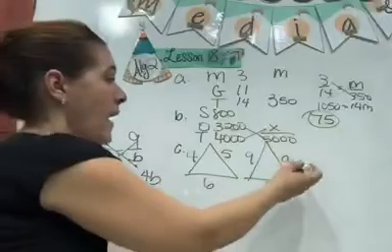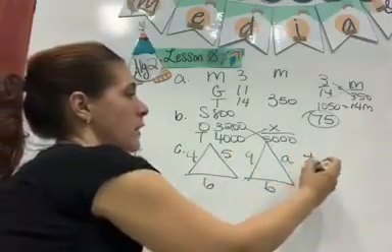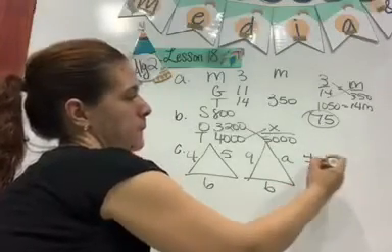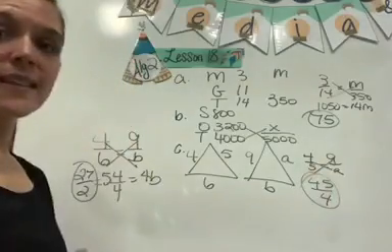And then A, I'm going to do 4 over 5 equals 9 over A. Crisscross and multiply, that's going to be 45 over 4. Okay, and that's how you do that one.